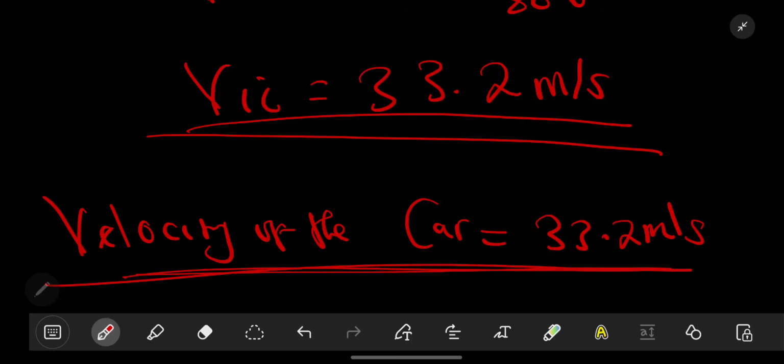So this is how we find that. Otherwise, that's that for collision under inelastic momentum.